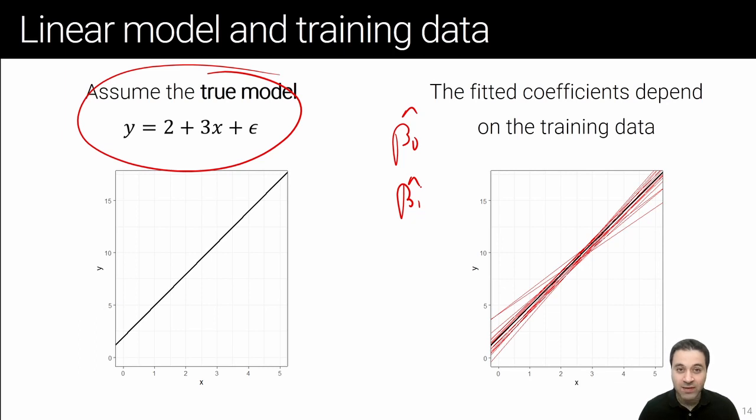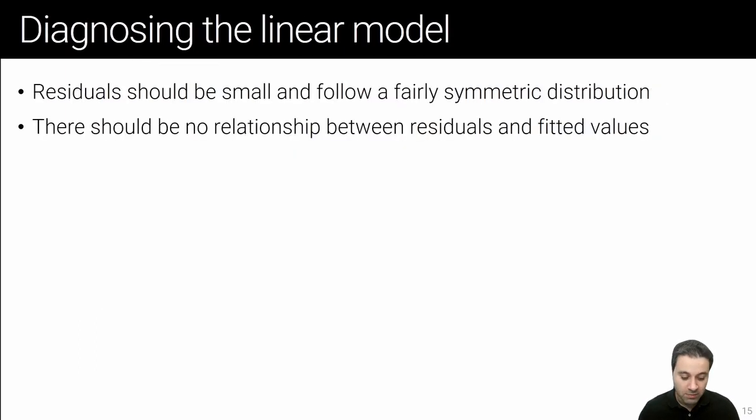How can we say if the model is good? All right, then we talk about diagnosing the linear model. What should we look into when building a linear model? Well, first of all, the residuals should be small, right? After all, that's what we're optimizing. We're optimizing the amount of residuals we have in the model given the data, and they should be fairly symmetrically distributed. So if we were to look at the distribution of the residuals, we would expect everything to be around 0, meaning there doesn't appear to be any bias in the model.